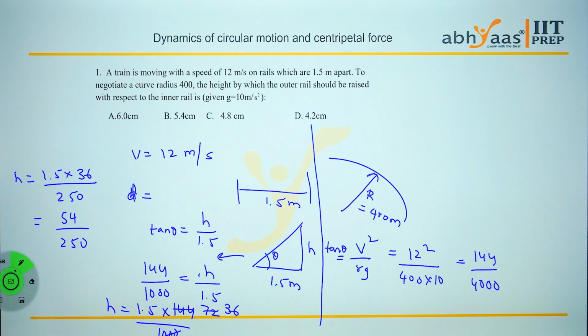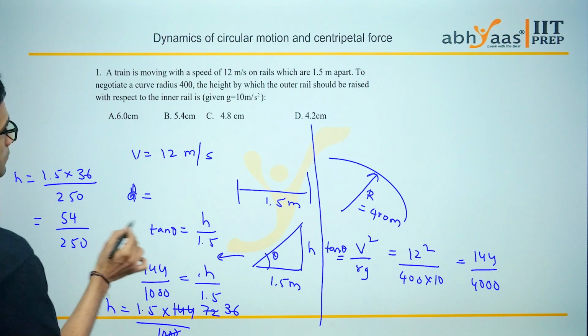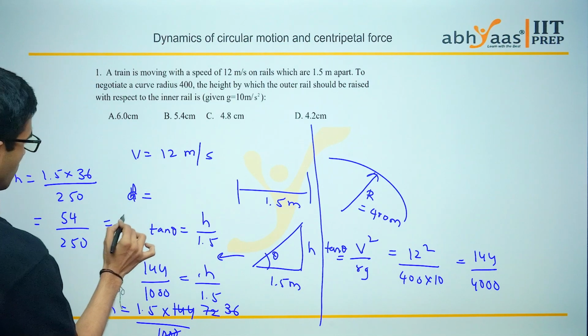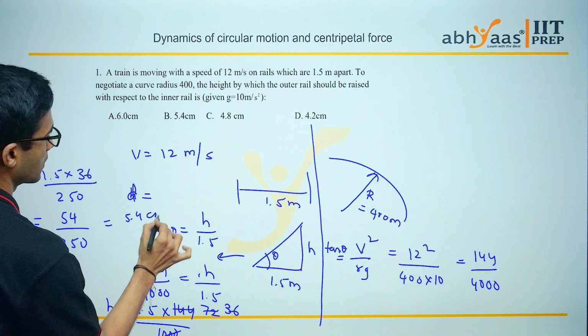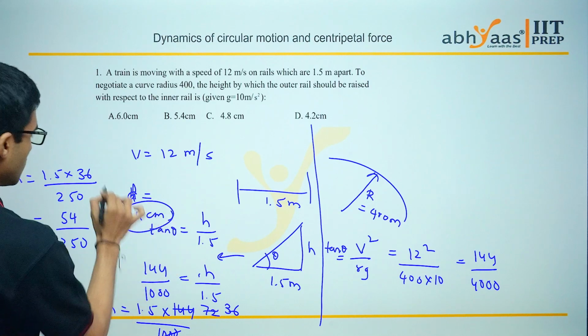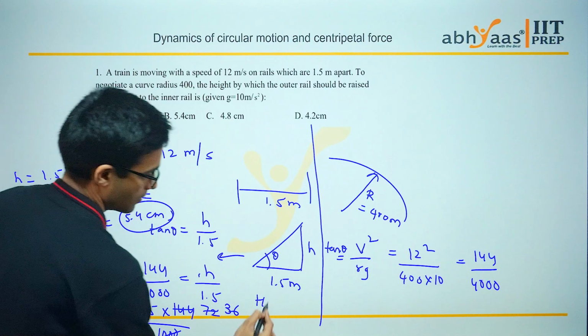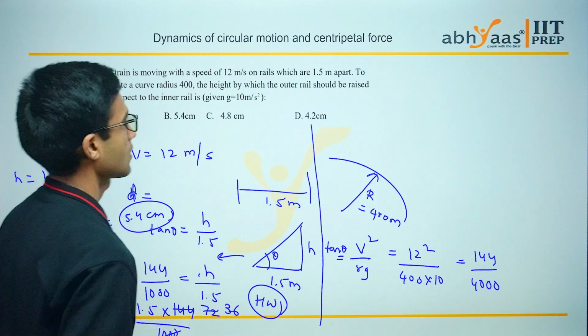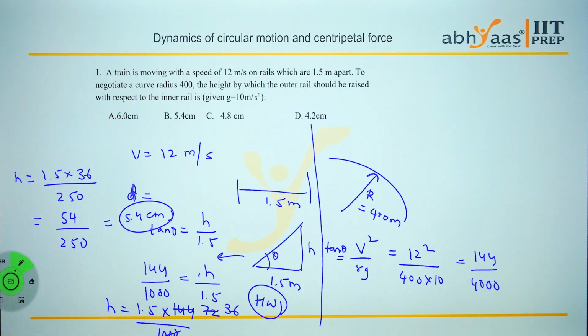Oh yeah, V square by RG. So that is 144 by 1000. H is equal to V square by RG. If you calculate it, it will be around 5.4 centimeters, I think. You just calculate it. Consider this calculation as homework. So you will be getting around 5.4.